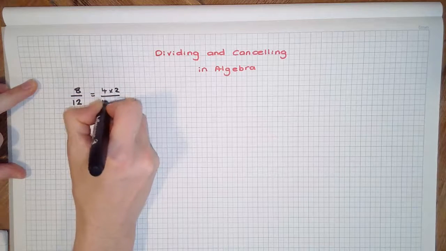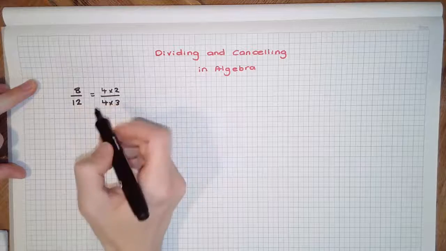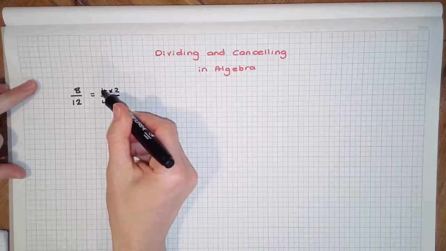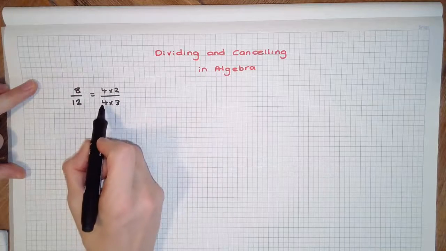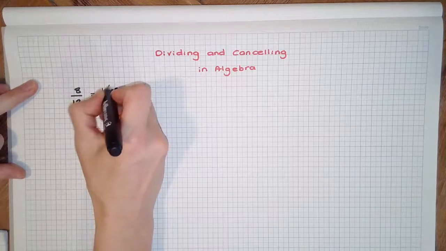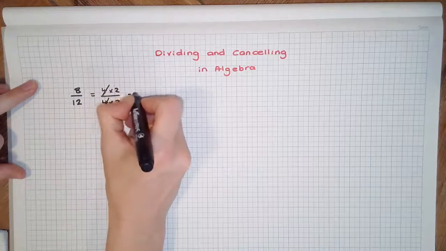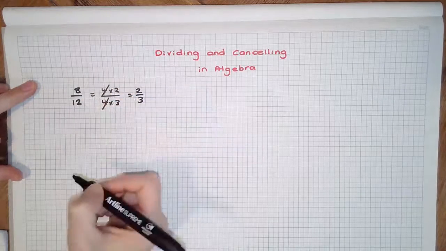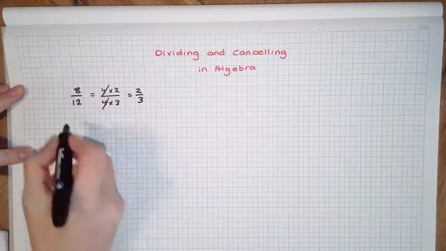2 and 4 times 3. And because we have a factor of 4 in the numerator and a factor of 4 in the denominator, they can be cancelled and we get the final answer of 2/3. Let's try another fraction example.